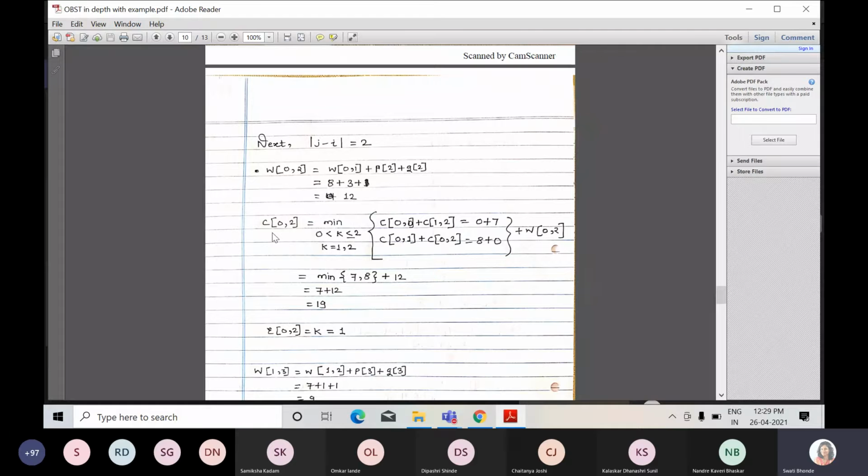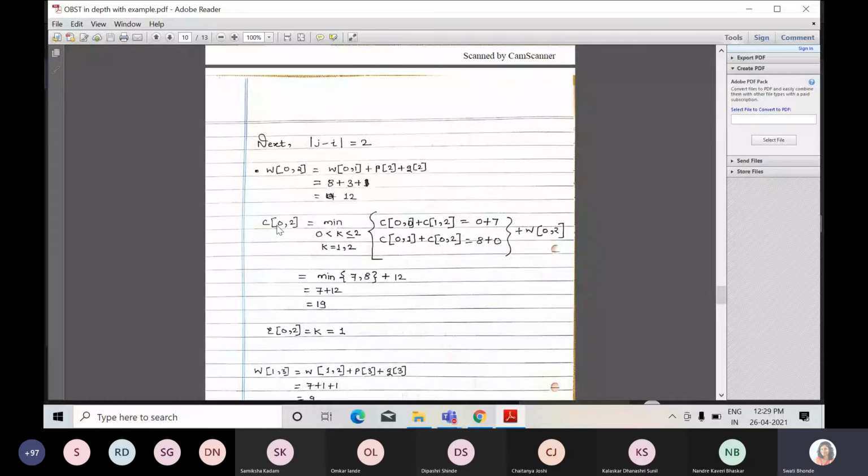Now how to find the cost of 0 2? If you observe here, what will be the possible values of K? 1 and 2, because the value of K should be greater than I.